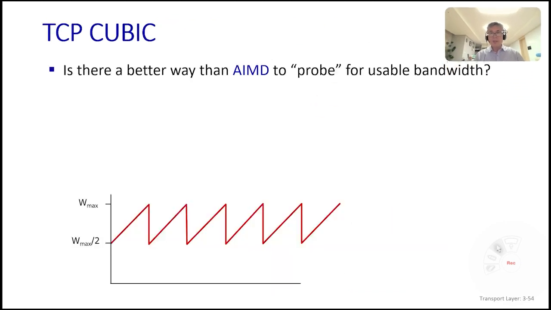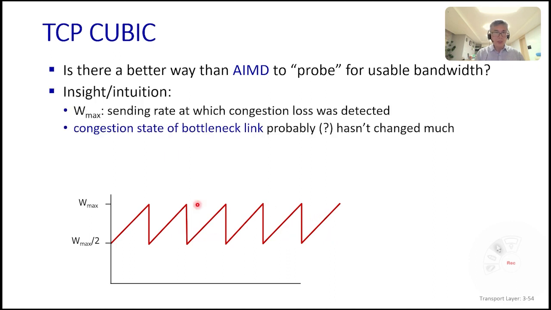So now we have another approach, TCP CUBIC. TCP AIMD, right? Is there a better way than AIMD to probe for usable bandwidth in the pipeline? This is the AIMD sawtooth pattern. In the CUBIC case, we have a W max here.